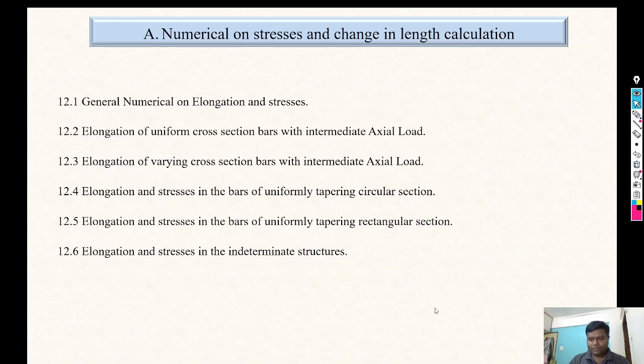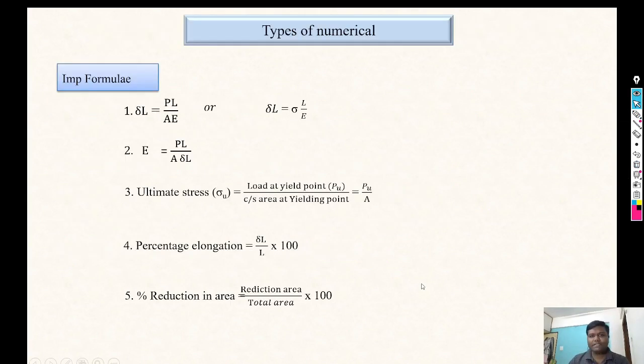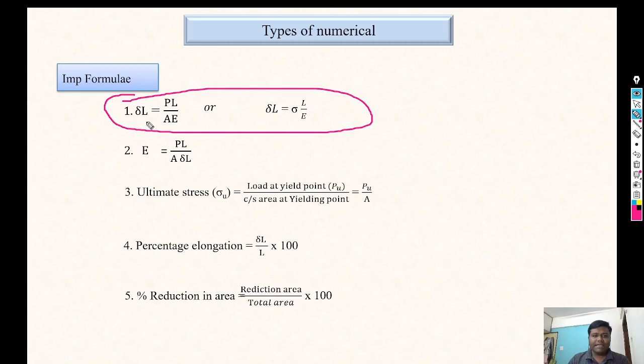Okay. Now next, the types of numerical. Types of numerical means whatever numerical we are covering in the first part or in this video. So these are the important formulae as per my point of view. That is change in length. Delta L means change in length.